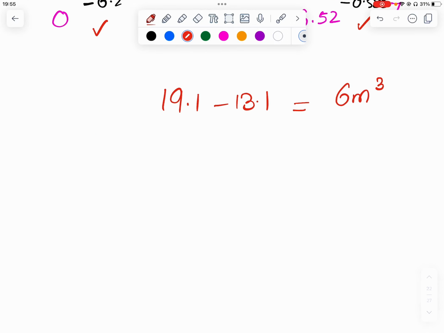So we need to know what's going to be the minimum empty space for that question. We have found that the minimum empty space is 19.1 minus 13.1, which is going to be how much? 6 meter cube is going to be the minimum empty space for that question.